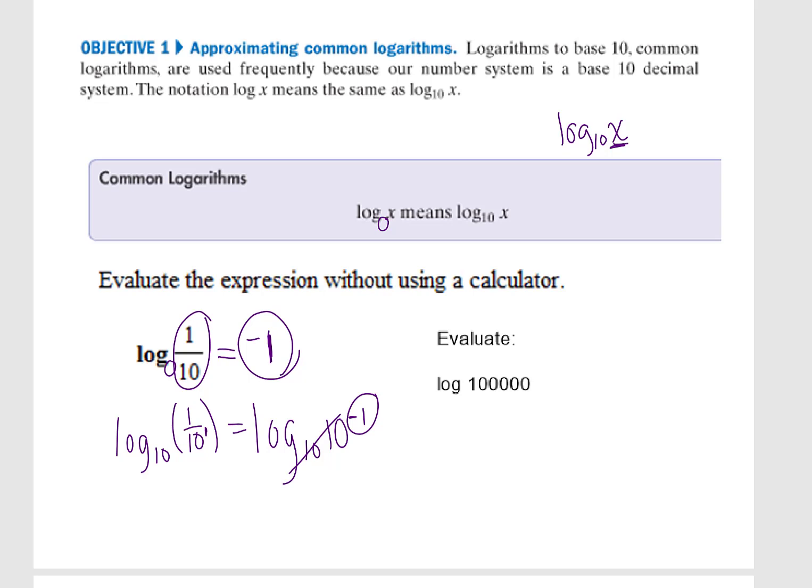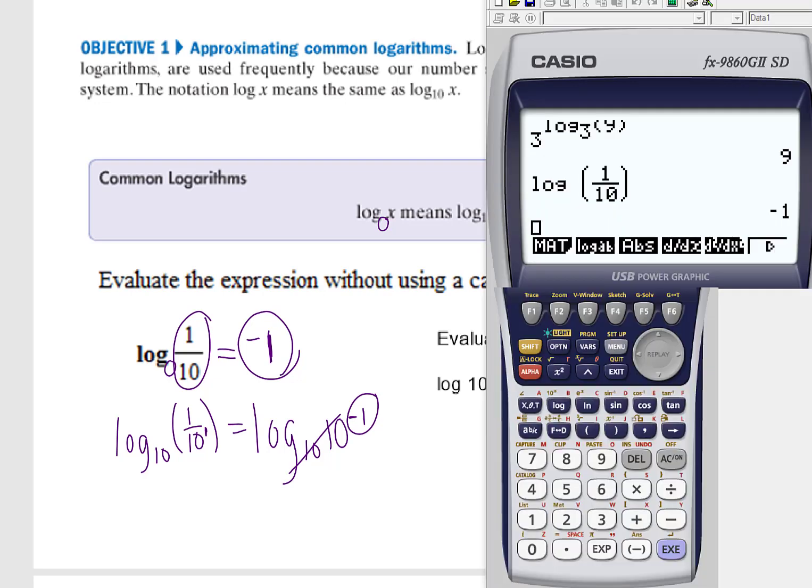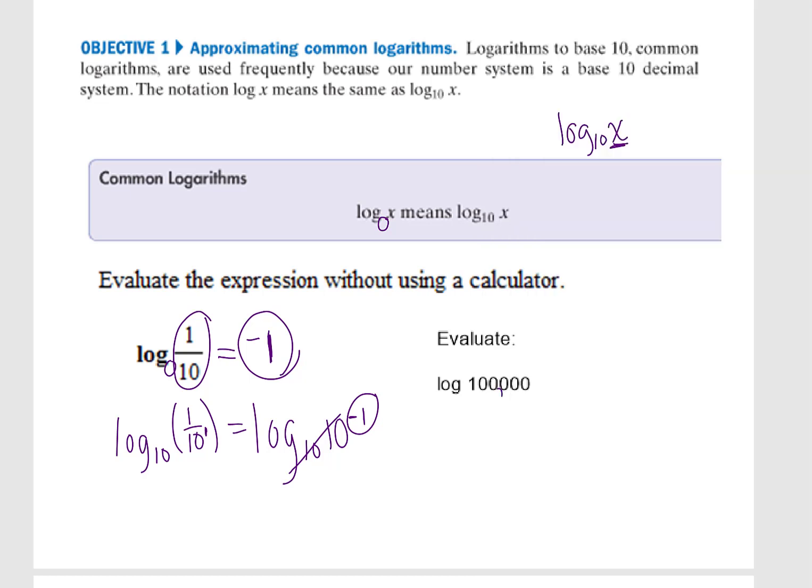out. All right, and then they want us to evaluate the log of 100,000. So I'm just going to use the log button because it's a common log that we're using, and then 100,000, and I get 5. And remember, I said that we'll get a straight integer for that.